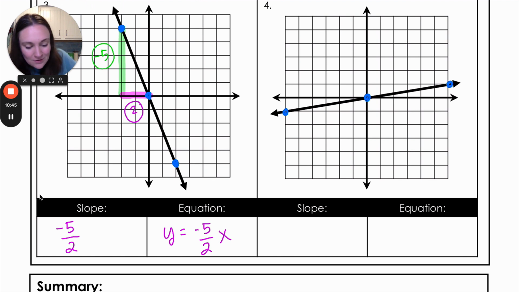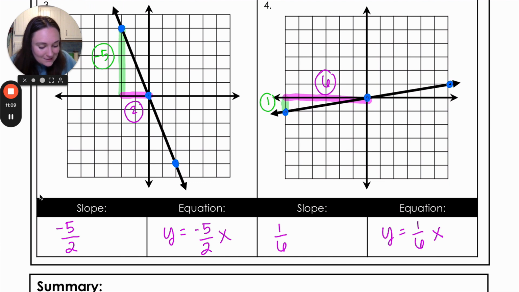I'm going to pick 2 of those points and find my rise and my run. This time my rise, I'm going up 1. And my run, I'm going over 6. So I've got a positive 1 for my rise and 6 for my run. Writing that as a fraction, rise over run is 1 over 6. And that leaves my equation, y equals 1/6 x.